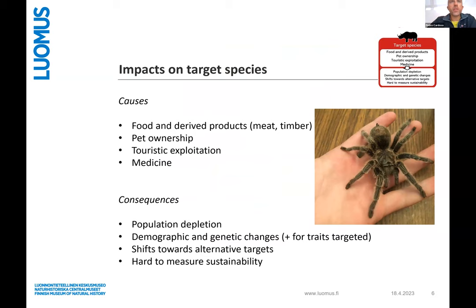Obviously, this is the most obvious impact. Many species are traded for the food or derived products, for example, for meat or for timber. And as I said, the trade in timber, even of protected species, and much of it illegal, is quite massive across the world. But we also have pet ownership, for example, this tarantula.